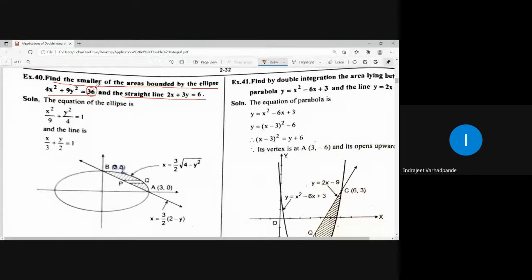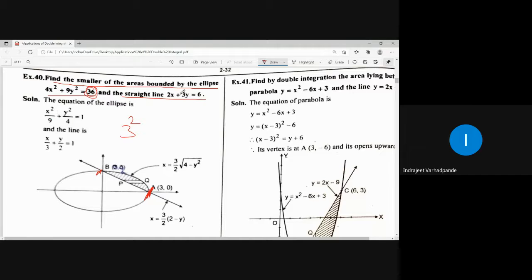So on the RHS there is a requirement of 1. So divide throughout by 36. 4 by 36 will be 1 by 9. 9 by 36 will be 1 by 4. So I get the equation of the ellipse as x square by 9 plus y square by 4 is equal to 1. So on the x-axis, a square means 3 square, so we have the coordinate, or the abscissa, 3 comma 0. On the other hand, it is 2 square, means this will be 0 comma 2. So accordingly I got the coordinates of the ellipse on the x-axis and the y-axis.